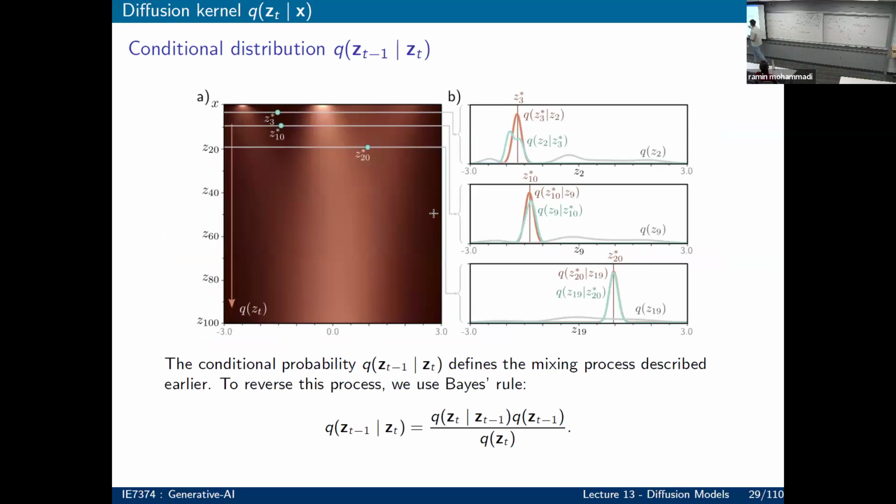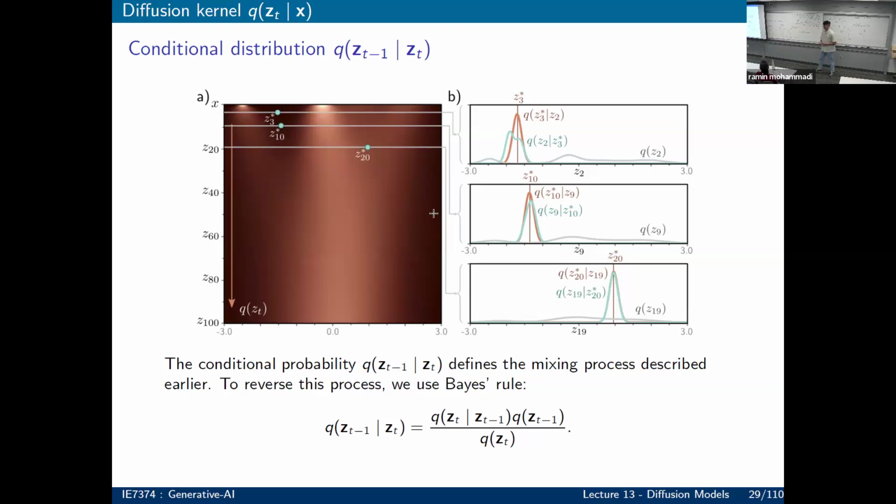So you have here q(z2), and the cyan line is the conditional of z2 with respect to z3, and the orange line is z3 with respect to z2, and here it's z3. So let's assume you have z3, and you have this marginal of q(z2). So you can basically calculate this value, but what we do is use Bayes' theorem, basically.